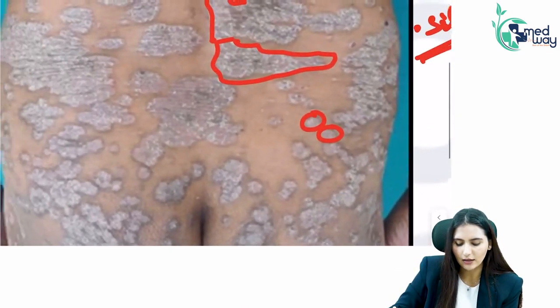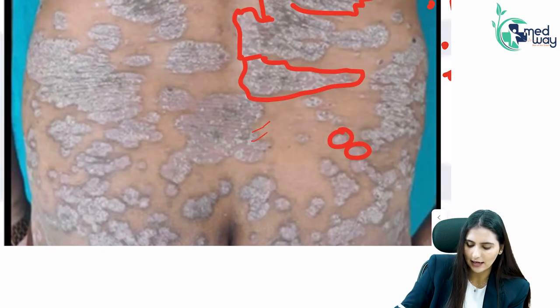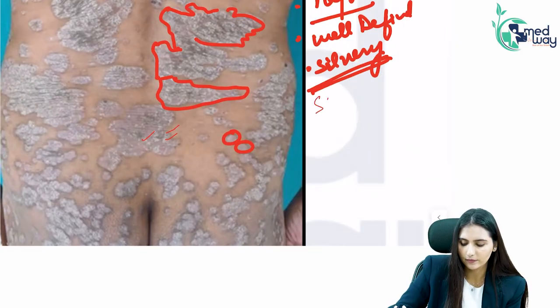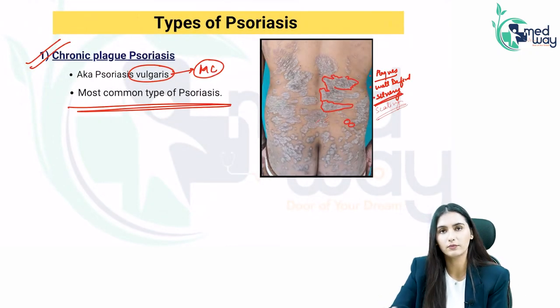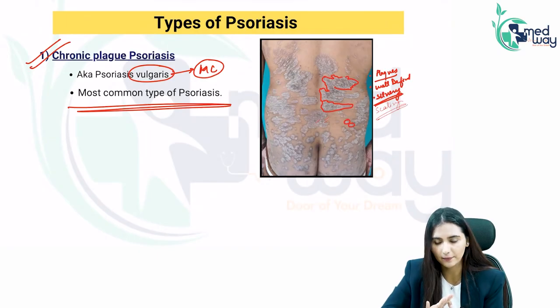And if you can appreciate a little, there's scaling also. Let me just reduce the pen size and show you. There's scaling here, there's scaling here, there's scaling here. Okay, so there is scaling. In general, this is what we can see from the picture. Ki plaques hai, they are well defined, they're silver, and they have a little bit of scaling here and there.